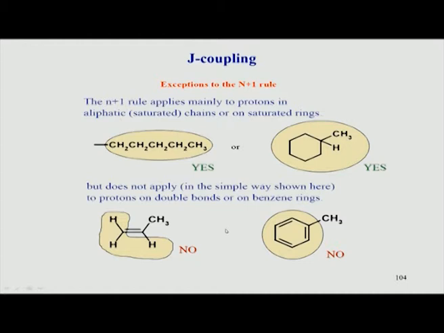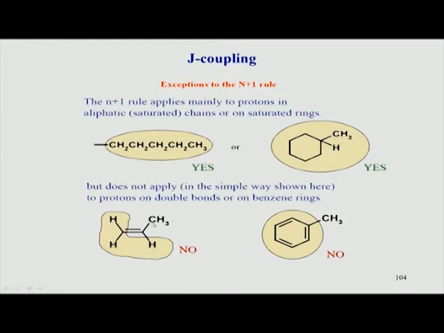We saw already the exception based on the coupling value. For example, if you look at this particular hydrogen here, it has a cis coupling to one hydrogen, one value, but it will have a trans coupling to this hydrogen, another value. Similarly, it will have a coupling to this hydrogen, some other value.